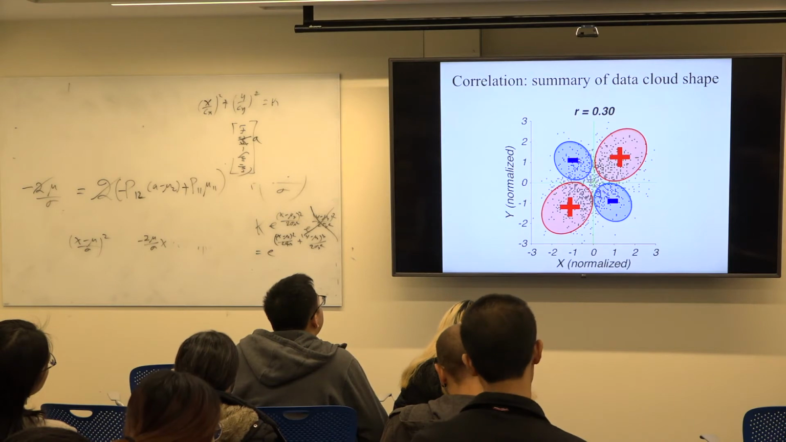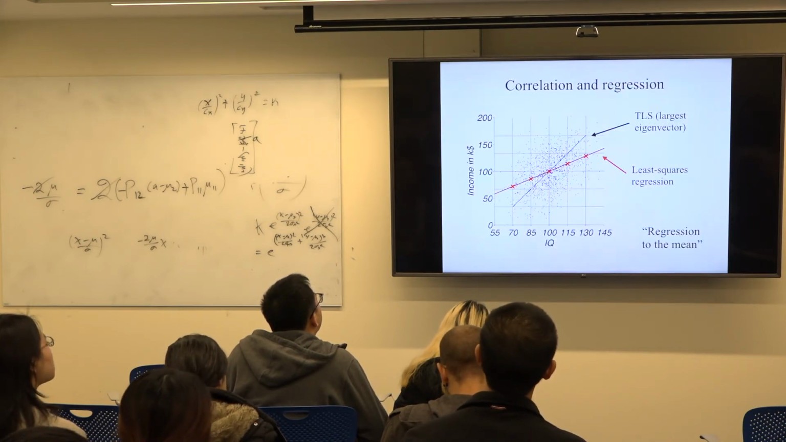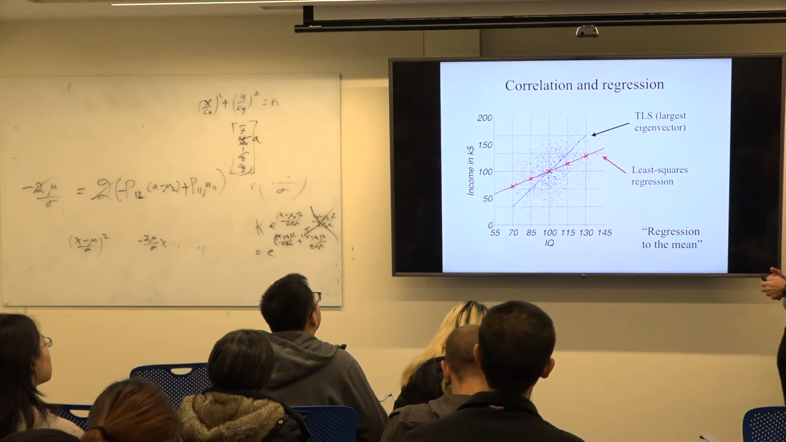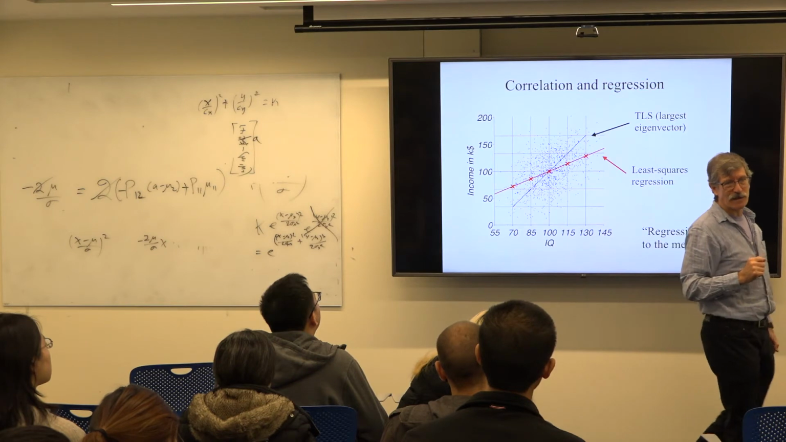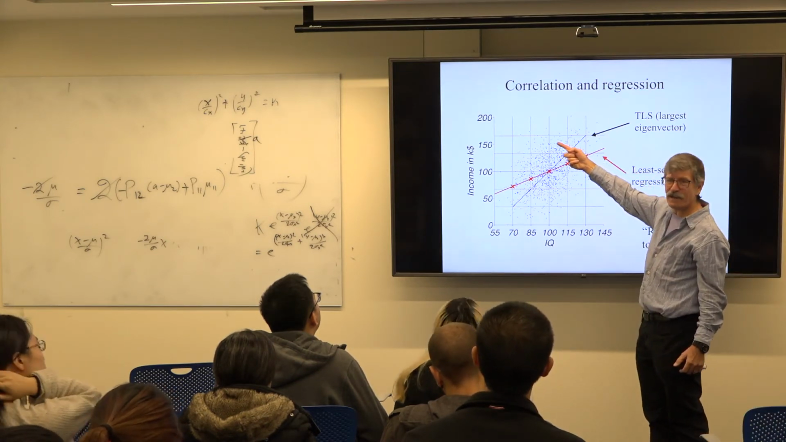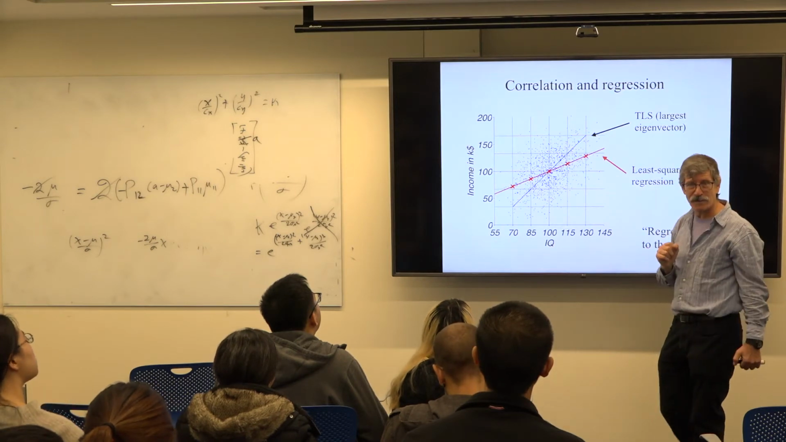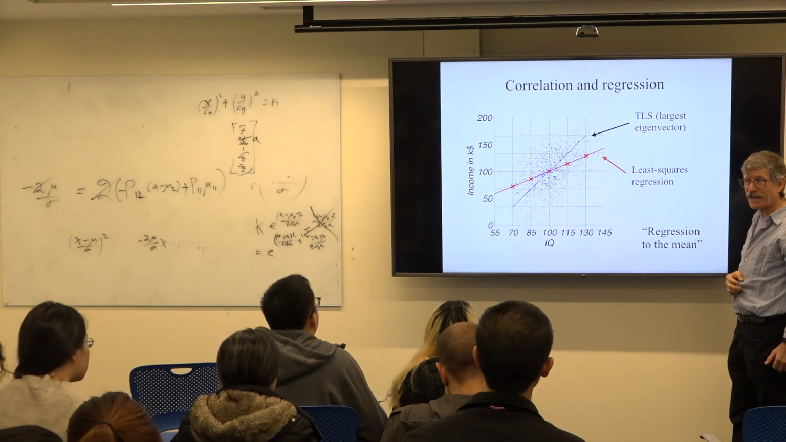Okay, so we use that. The other thing is let's go back to regression. So when we did linear regression, we had a variable and we had a variable. And we did various kinds of regression. We had a number where we calculate our errors perpendicular to the line. That was called total least squares. And it points down the largest eigenvector of our data.